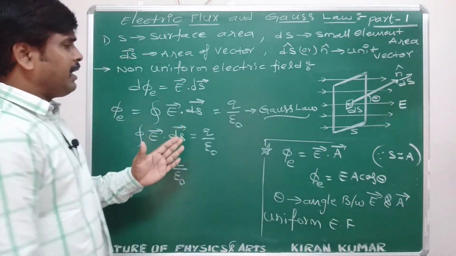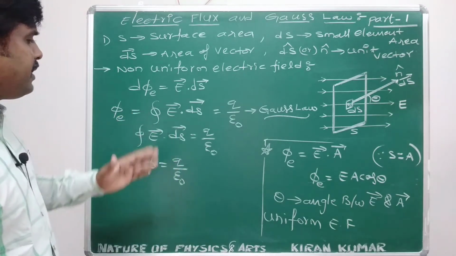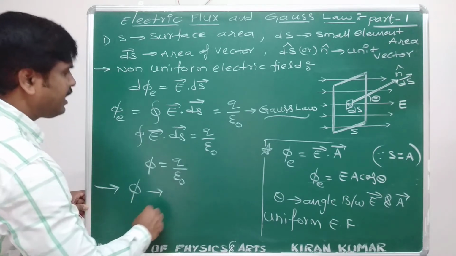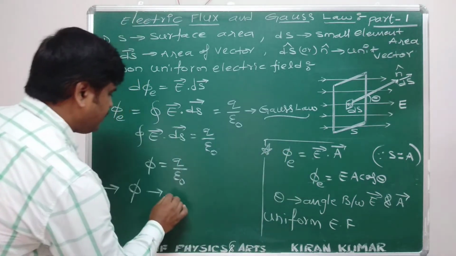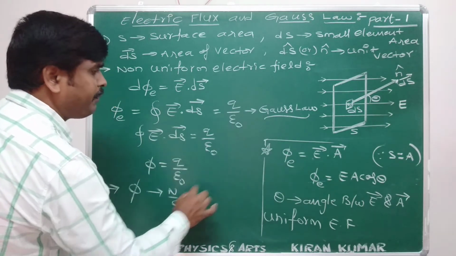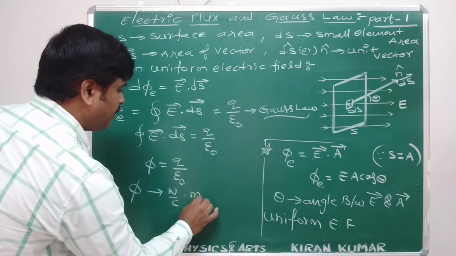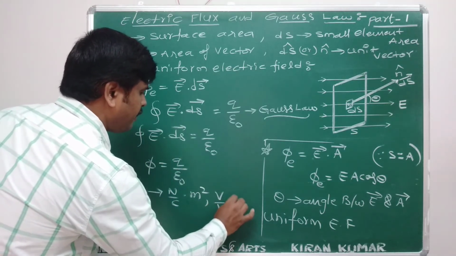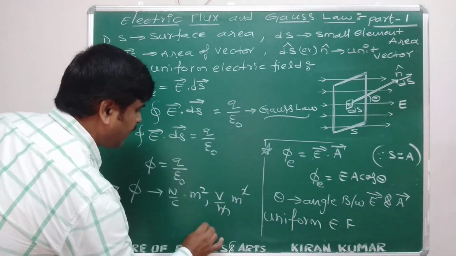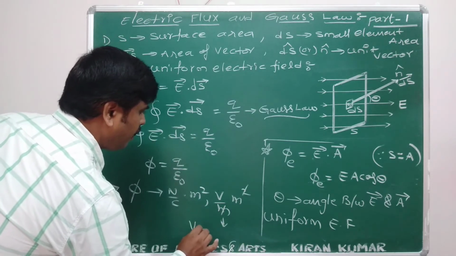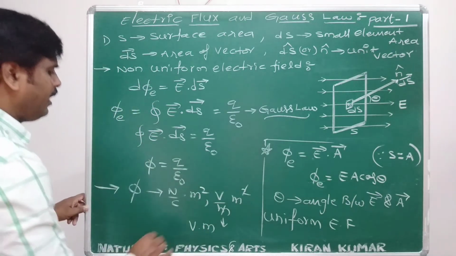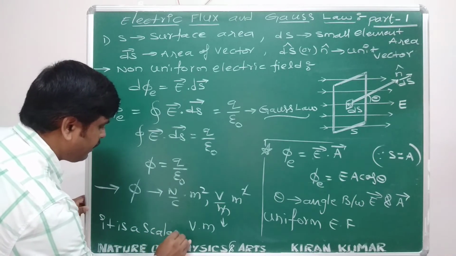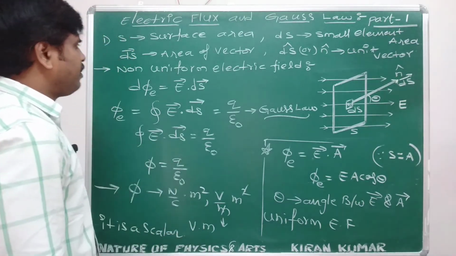So try to understand this, and before going further we have to discuss the SI units of the electric flux. The SI unit of electric flux is Newton per Coulomb times meter square, since meter square is the area. Or another unit we can write is volt per meter square. After rearranging this equation, the unit is volt meter, and it is a scalar quantity.